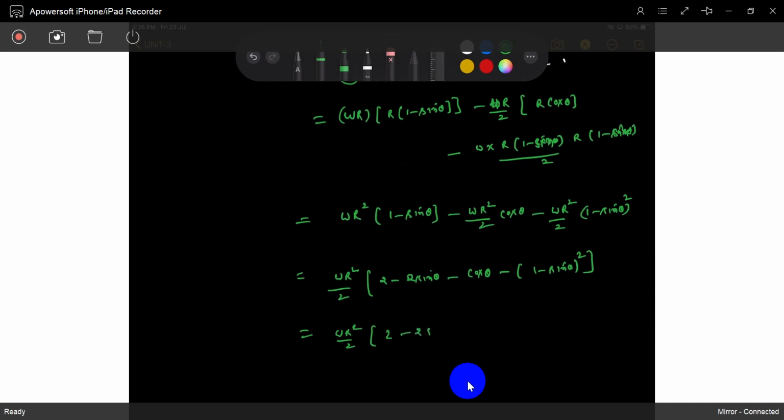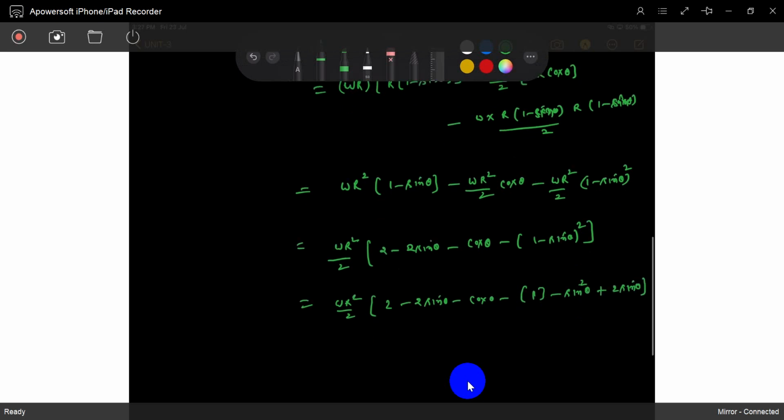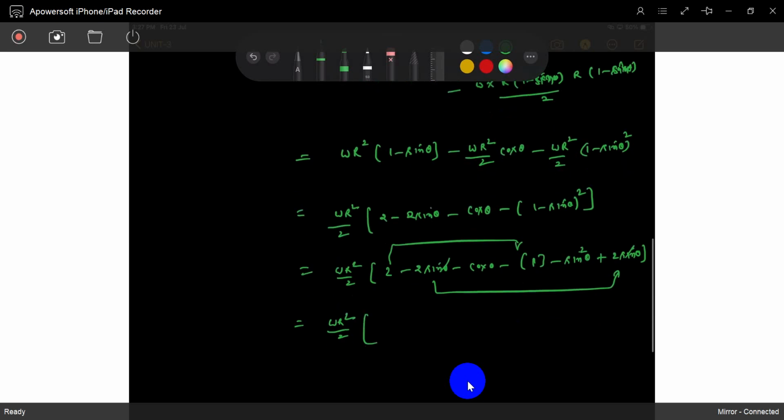So 2 sin theta minus cos theta minus 1. Okay, so again minus sin square theta. Okay, minus plus 2 sin theta. That's it, na? So 2 minus 1 is 1. So 2 sin theta gets cancelled. Okay, what will be remaining? WR square by 2, 1 minus cos theta minus sin square theta.